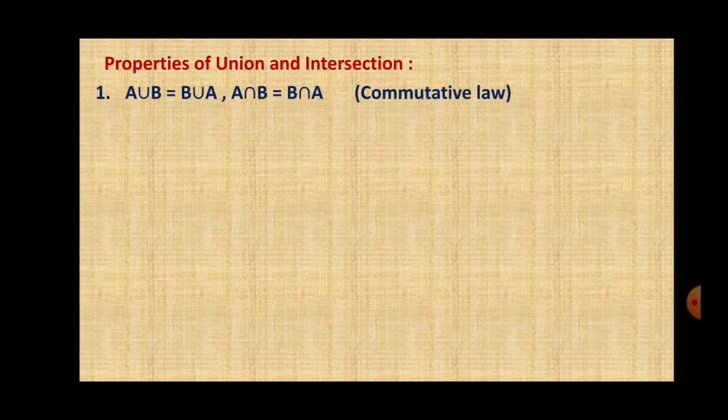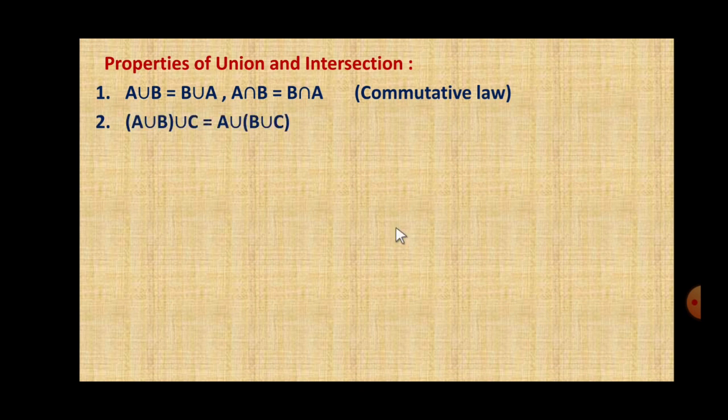The next, properties of union and intersection. First property, A union B equal to B union A. So these two terms are equal. So here union is commutative. Similarly, A intersection B equal to B intersection A. So here intersection is also commutative. So these two terms are equal.